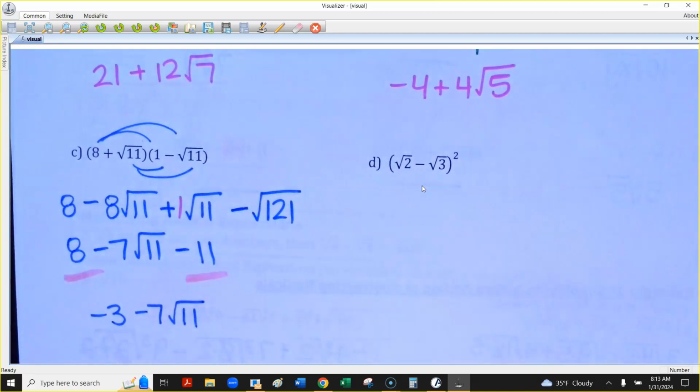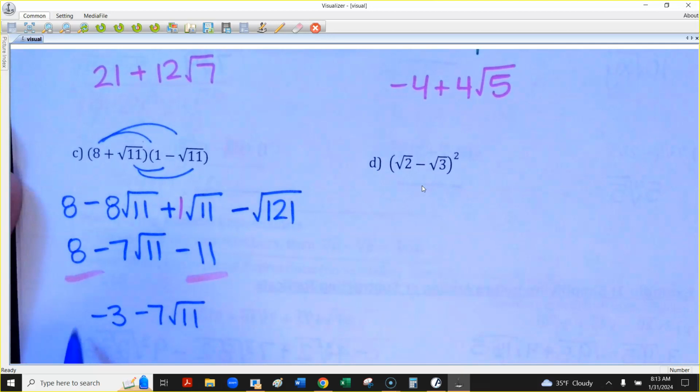And then just don't put the negative 7 and the negative 3 together. Those are two separate terms. That would be my answer.